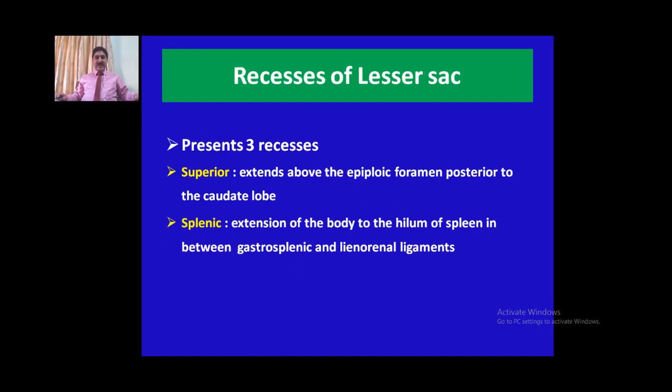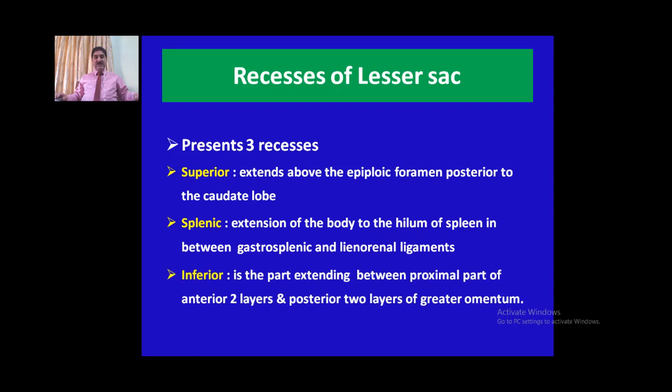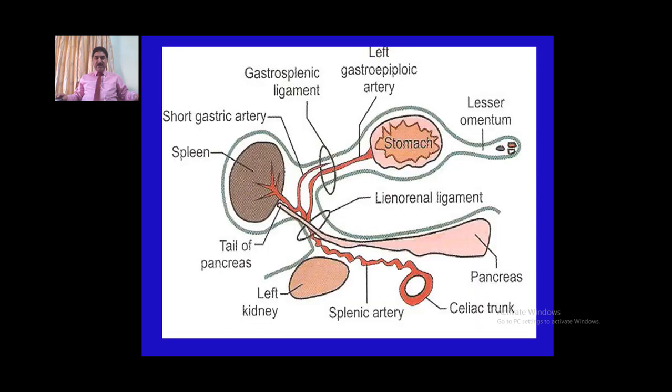Recesses of the lesser sac. The lesser sac presents three recesses. They are named the superior recess, splenic recess, and inferior recess. The superior recess extends above the epiploic foramen, posterior to the caudate lobe of the liver. The splenic recess is basically an extension of the body of the lesser sac to the hilum of the spleen in between the gastrosplenic and lienorenal ligaments. The inferior recess is the part extending between the proximal part of the anterior two layers and posterior two layers of the greater omentum.